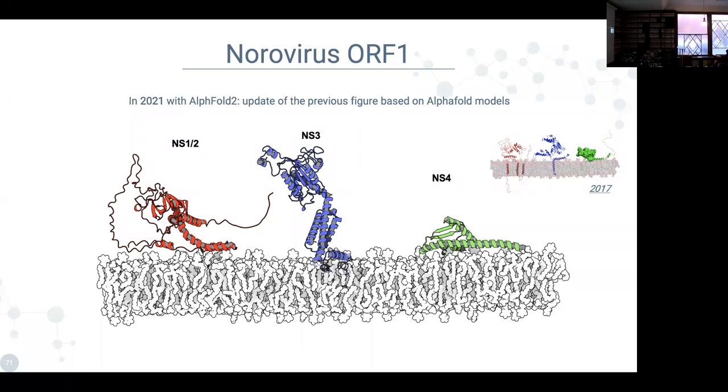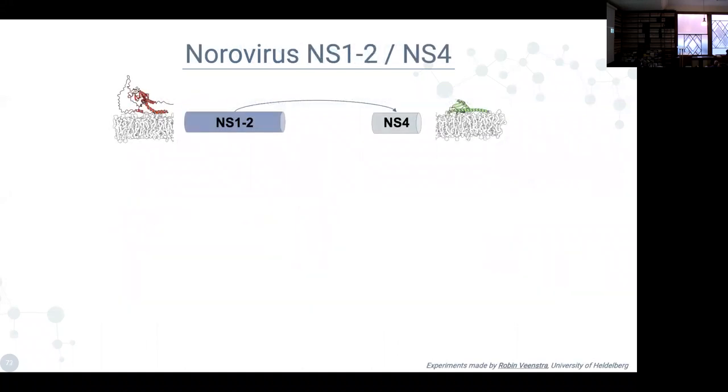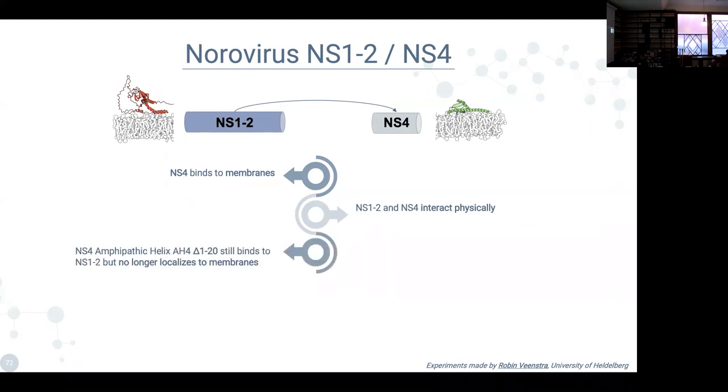And yeah, these two proteins, NS1-2 and NS4, should interact together. And our colleagues from the University of Heidelberg, so this is an experiment made by Robin Venstra and the team of Volker Neumann, say that NS4 binds to the membrane, and NS1-2 and NS4 interact together. If you delete the first 20 amino acids of NS4, it will no longer localize to the membrane.